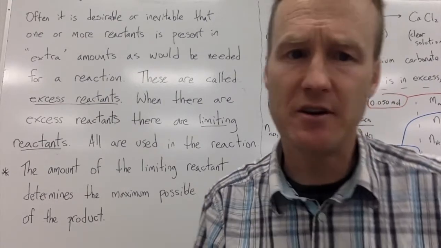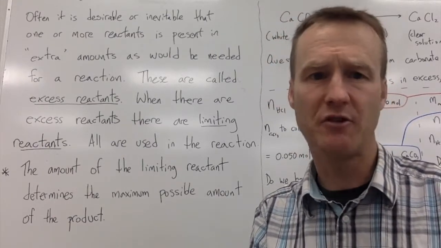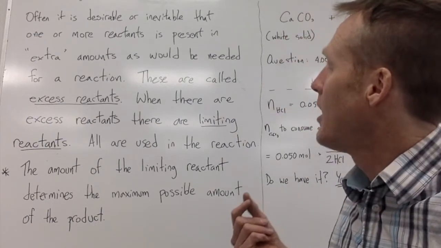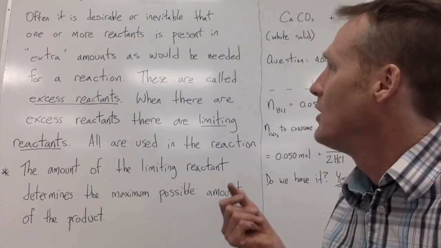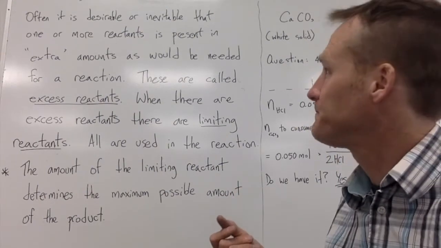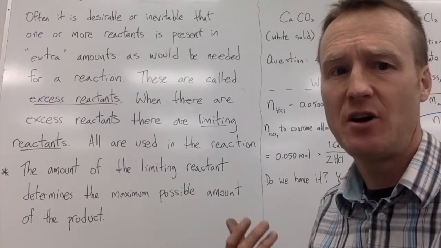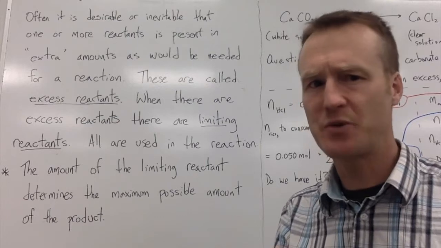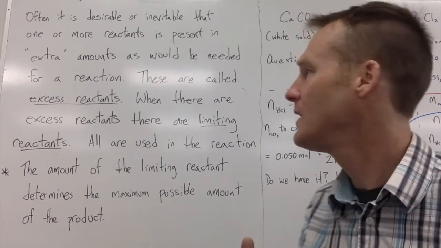We've written on the board here some background notes, also available in your readings or similar information. Readings start on page 132 of your text. Often it's desirable, or it's often going to be inevitable, that one or more reactants is present in some kind of extra amount. These are called excess reactants. Some sources will say reagents, excess reactants. It's the same thing.